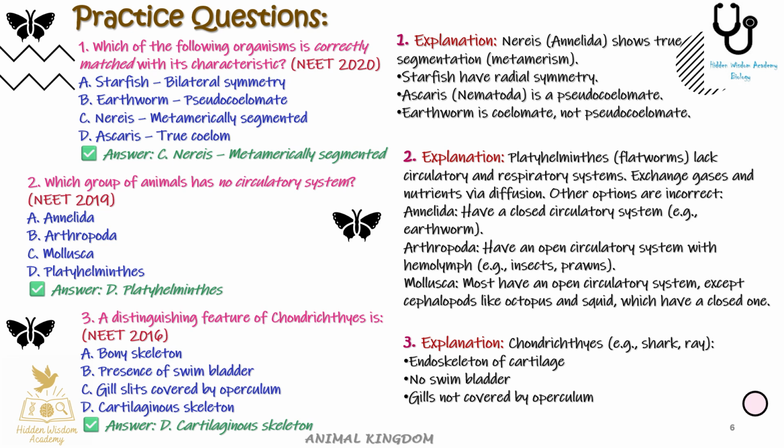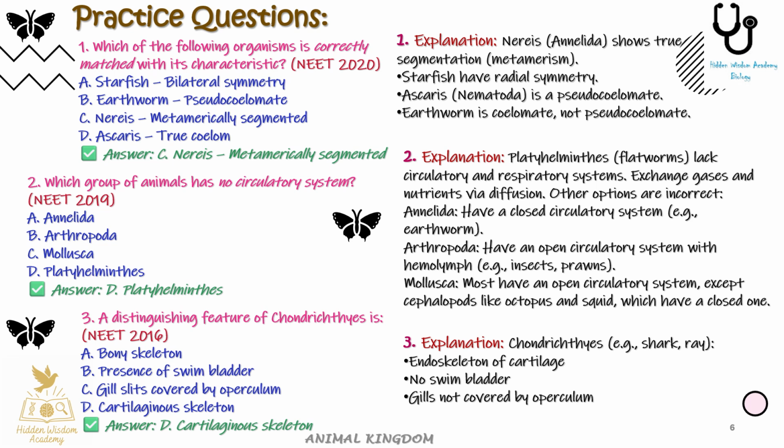Question 2. Which group of animals has no circulatory system? From NEET 2019. Option A. Annelida. Option B. Arthropoda. Option C. Mollusca. Option D. Platyhelminthes. Explanation. Flatworms, which belong to phylum Platyhelminthes, lack both circulatory and respiratory systems.